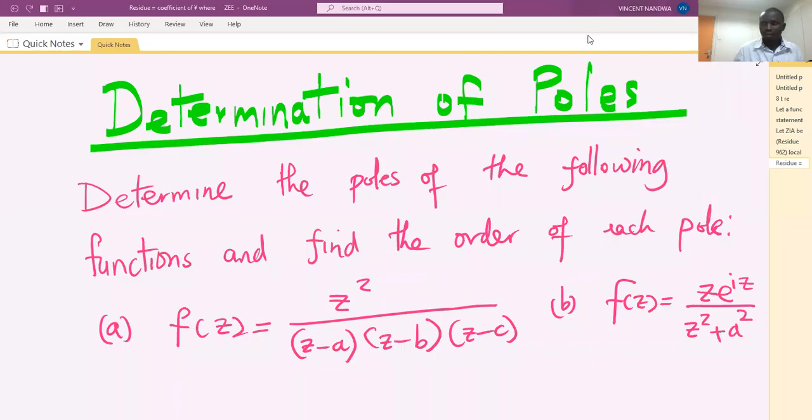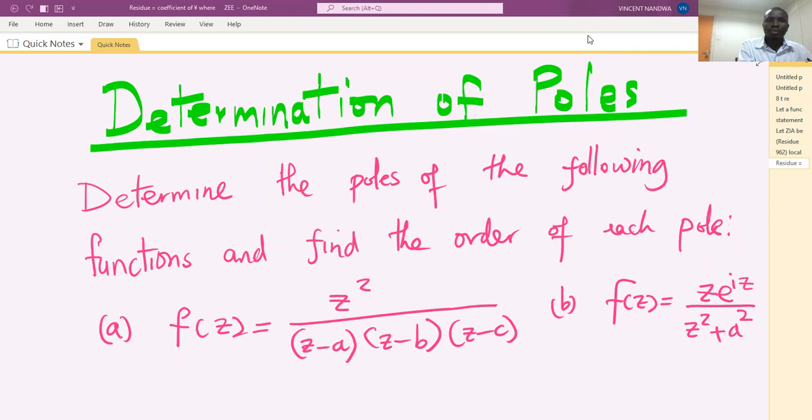Welcome to this class. In this class, we are going to discuss how to find poles of functions and how to determine the order of those poles. So the first problem is the function f of z given by z squared over (z minus a)(z minus b)(z minus c). And the second function is f of z equals z e raised to the power iz over z squared plus a squared.